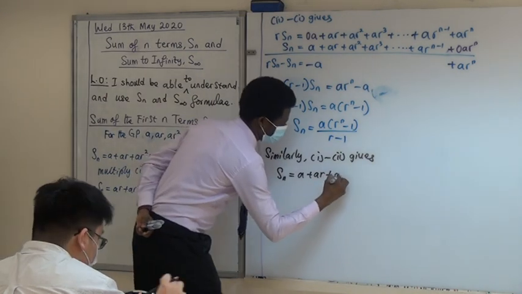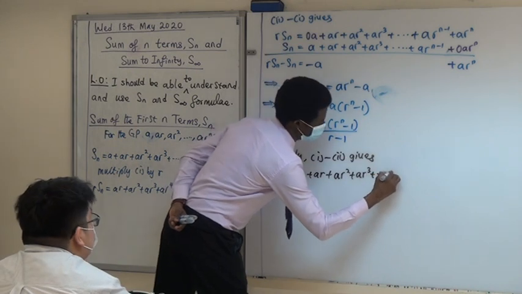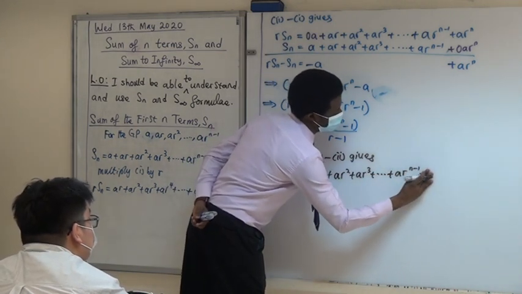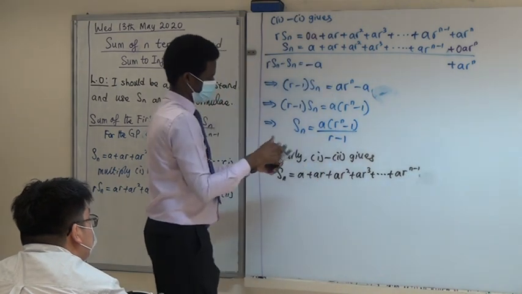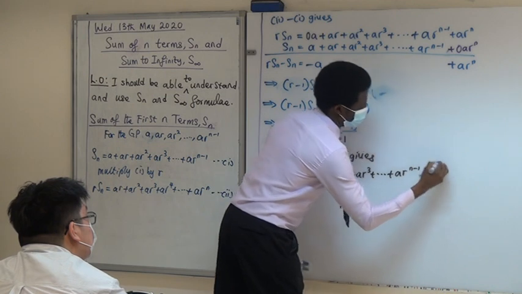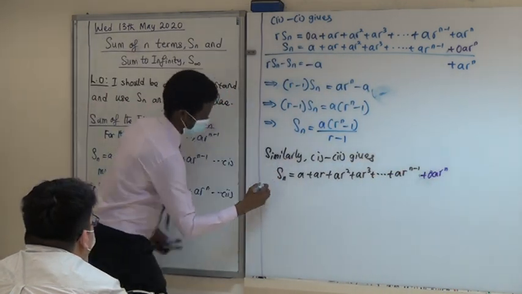Plus ar squared, plus ar cubed, up till ar to the n minus 1, plus 0, right? So the missing one, I still put that because it does not exist. So that's why 0 is the coefficient. Then the second one is r Sn.